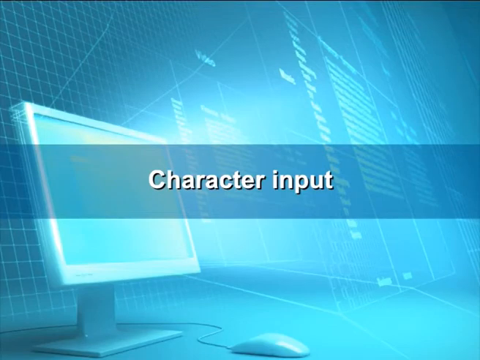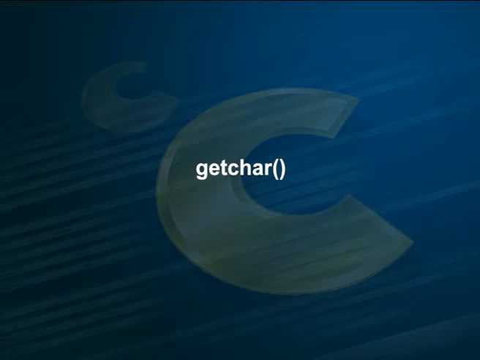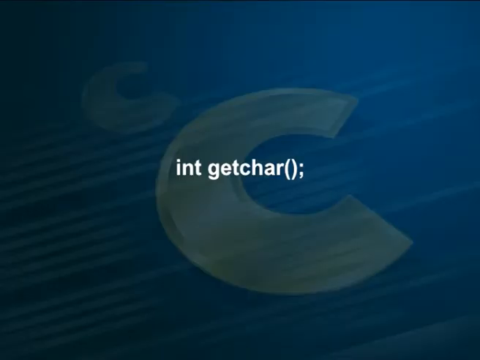Character input. The simplest input mechanism in C is to read one character at a time from the standard input, normally the keyboard, with a function called getchar. The function prototype is int getchar(). This function does not take any arguments, and the integer value returned by this function is the integer value corresponding to the character that is read from the keyboard.